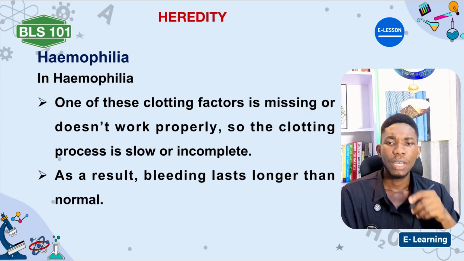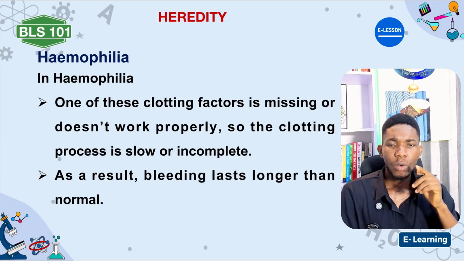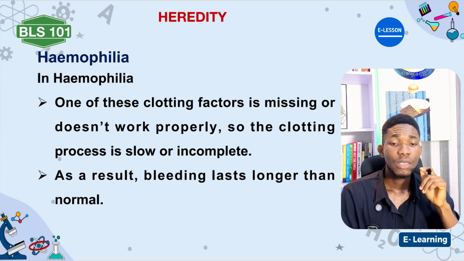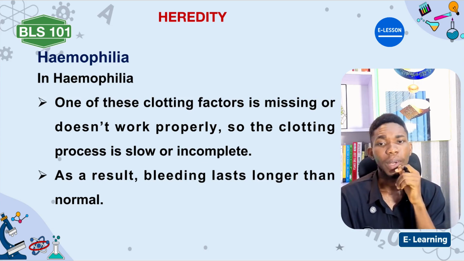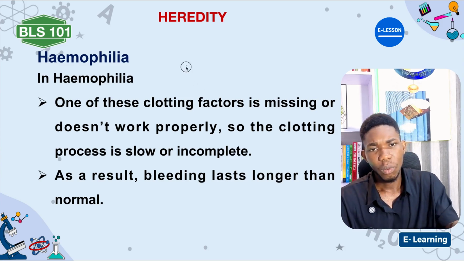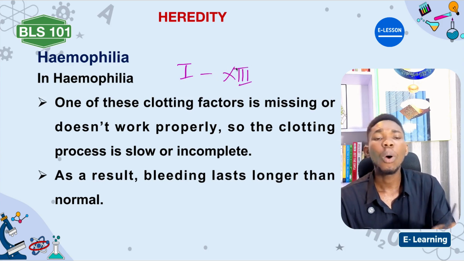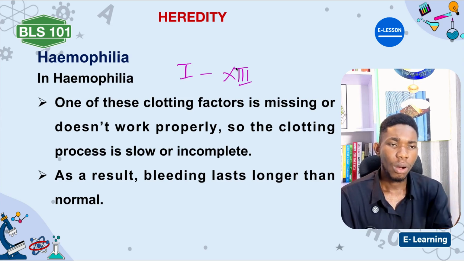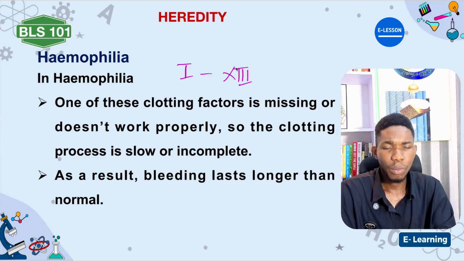Now, what happens in hemophilia? One of these clotting factors is missing or doesn't work properly. So the clotting process is either slow or incomplete. That's what happens in hemophilia. I've told you that we have 1 to what? To 13. And they work in such a way that as this one finishes its work, you transfer the work beyond. That is how they work, and then they form that covering on top of your wound.